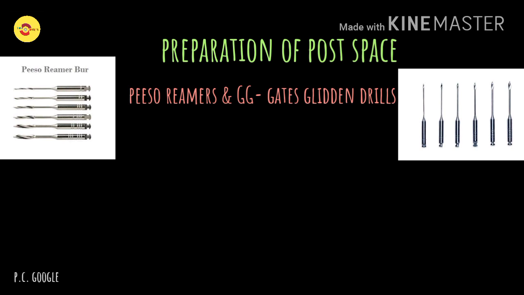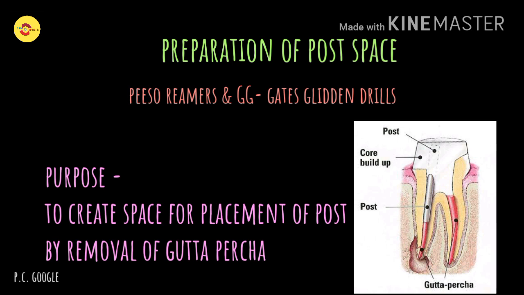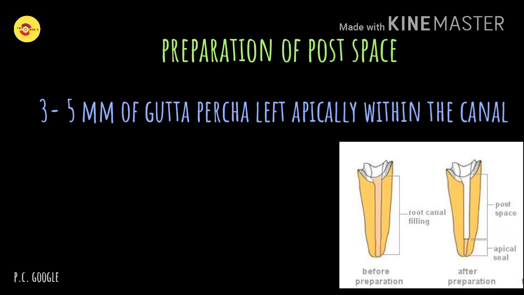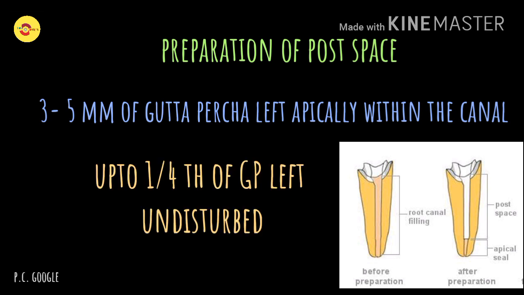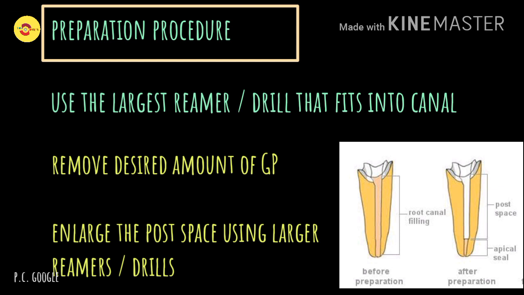Why do we need to prepare the post space? Imagine post is a semi-rigid rod-like structure which is going to be placed inside the obturated space. The obturated space is already filled with gutta percha, so we have to remove the gutta percha which is inside to facilitate post placement. The gutta percha is removed, leaving 3 to 5 mm of gutta percha for apical seal, that is up to 1/4 of the apical portion of the gutta percha is left undisturbed. The enlargement procedure is begun with the largest piezo or Gates Glidden that will fit into the canal. Once the root filling is removed, consecutively larger piezo or Gates is used to enlarge the canal into desired dimensions.